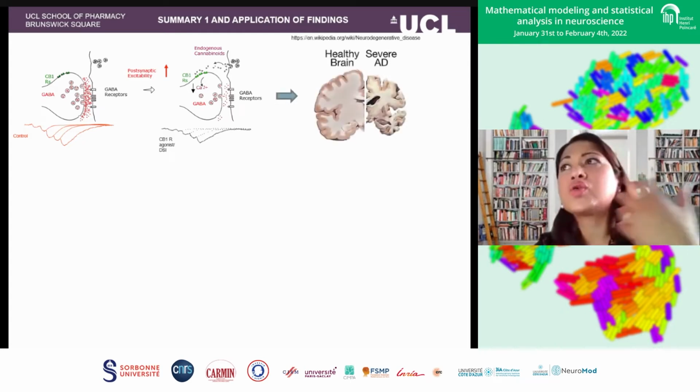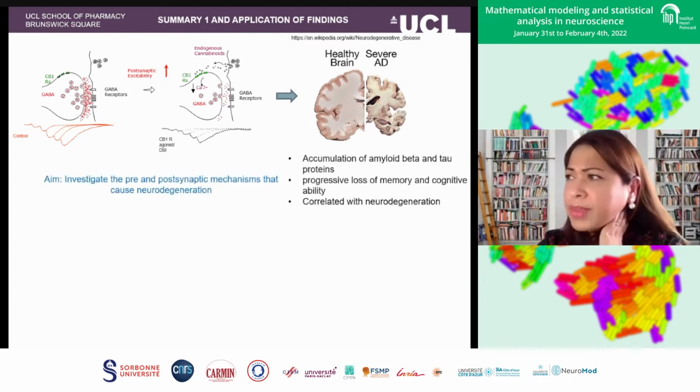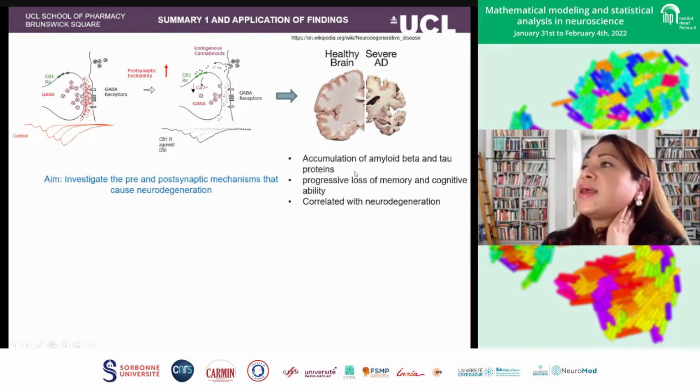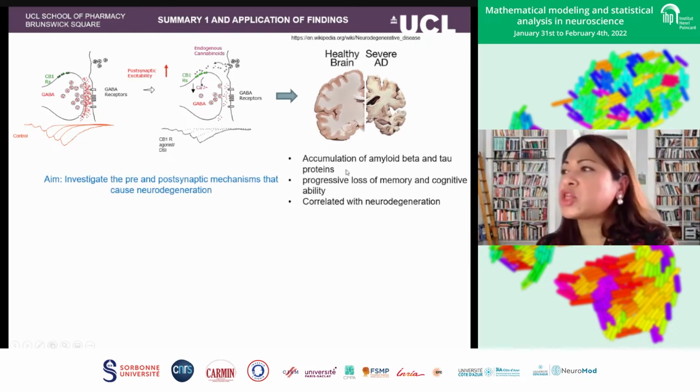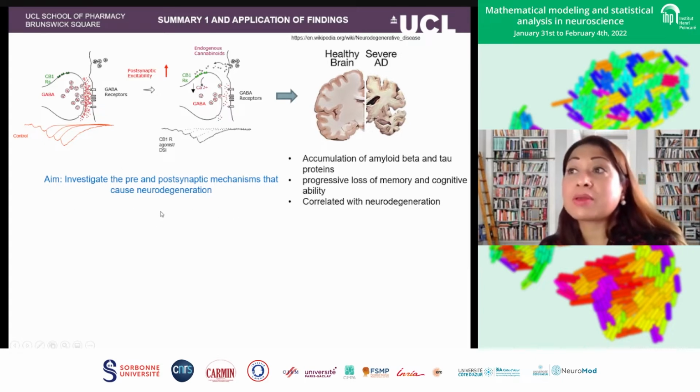So, knowing this, knowing the complexity of short-term synapses, we wanted to take this further and understand the process of neurodegeneration, for example. So we have a very nice AD model, and we started to look at Alzheimer's disease. We know that Alzheimer's disease is correlated with accumulation of amyloid beta and tau proteins, and this is correlated with cognitive deficits and neurodegeneration. So the first point is to investigate pre- and postsynaptic mechanisms that cause neurodegeneration. It's a big question, so we started to investigate this.